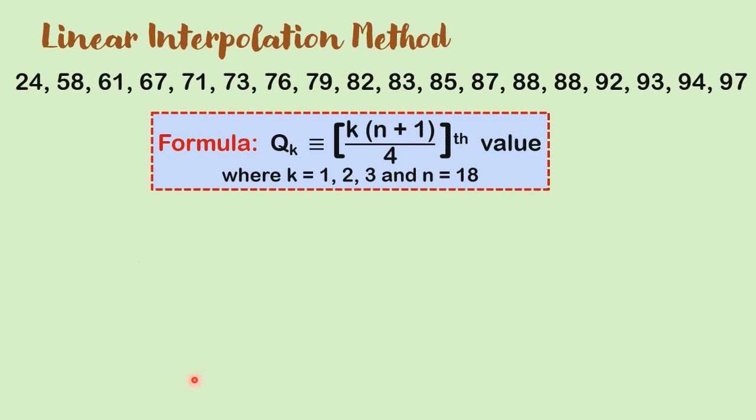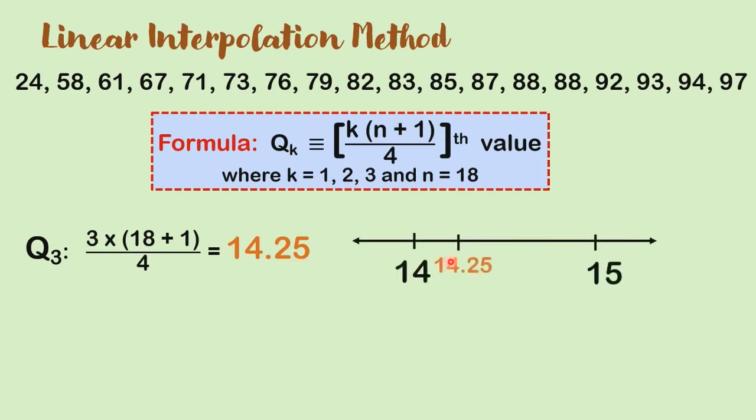Okay? Lastly, for Q sub 3, we get this. Diba? And we all know that 14.25 is between 14 and 15. Okay? So we use the values in the 14th position and 15th position, okay, of our ranked data. So nasan sila? Ito. Okay? So gagamitin natin ang 88 at saka 92.